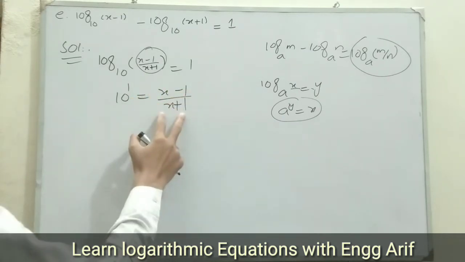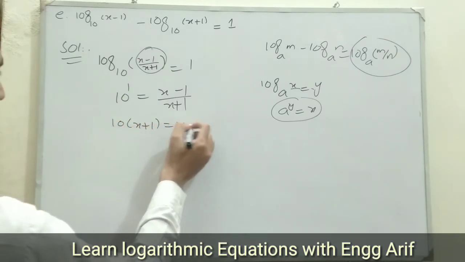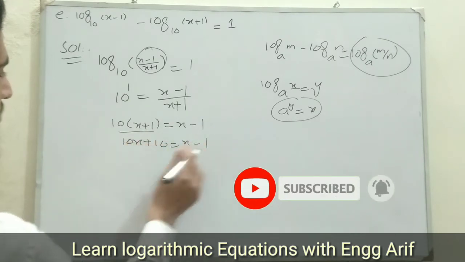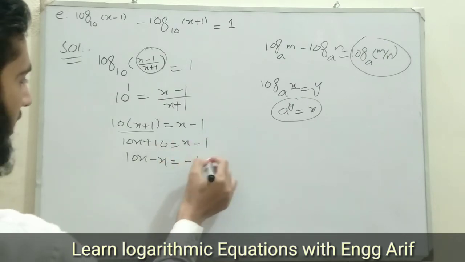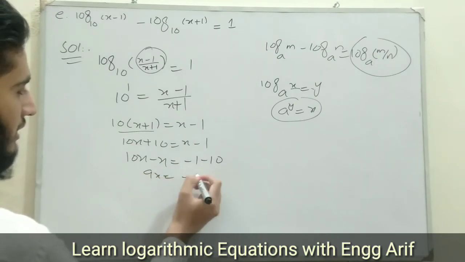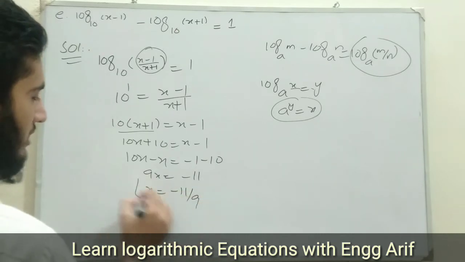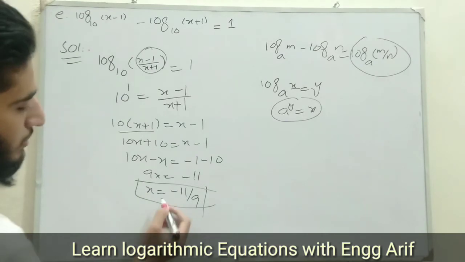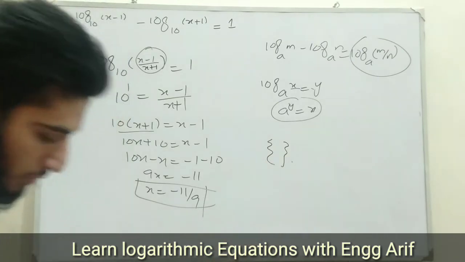Now shift x plus 1 to the left hand side and multiply with 10, so it becomes 10 times x plus 1 is equal to x minus 1. Now multiply and simplify. 10x plus 10 is equal to x minus 1. Shift x to the left hand side, it becomes minus x, and shift 10 to the right hand side, it becomes minus 1 minus 10. Now 10x minus x gives us 9x is equal to minus 1 minus 10, which is minus 11. Now solving for x, it becomes minus 11 divided by 9. Now logarithm is not defined for negative values, so it does not satisfy the negative value. That's why the given equation has no solution. So this is the solution.